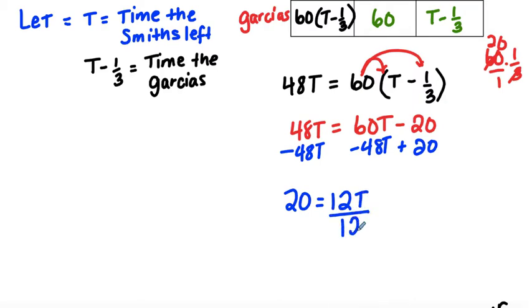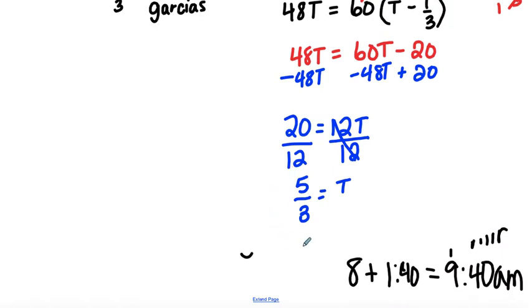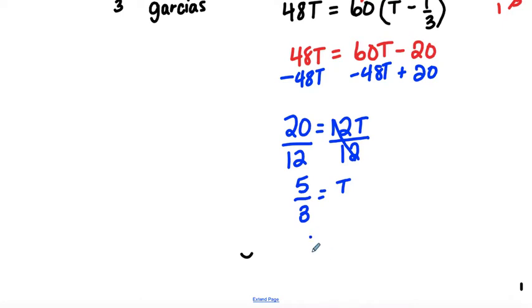Then I'm going to divide both sides by 12, using that inverse operation. That gives me, let's see, oops, I made a calculation error there. So 5/3. And in terms of time, I'm going to turn that into a mixed number. That gives me 1 2/3. It's hours, so 1 2/3 of an hour.